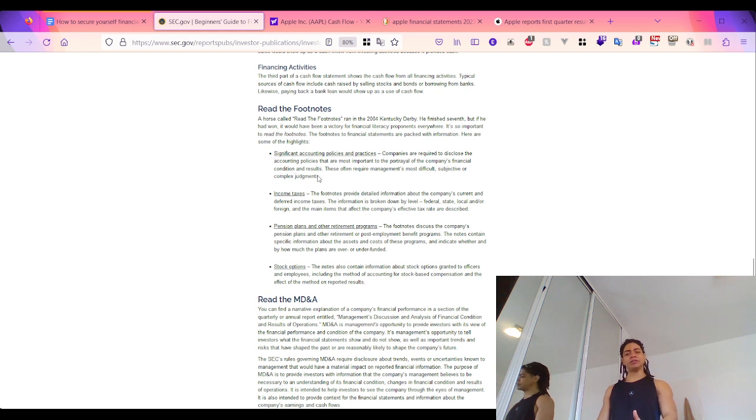The second is income taxes, how this company is paying taxes in a more detailed way: local, state, federal, and foreign taxes, as well as the pensions and any other post-employment retirement programs, where it describes in detail the cost of these programs, as well as whether these programs are over or underfunded. And now the stock options, which is a form of compensation to employees that allows them to take ownership of the company where they're working.